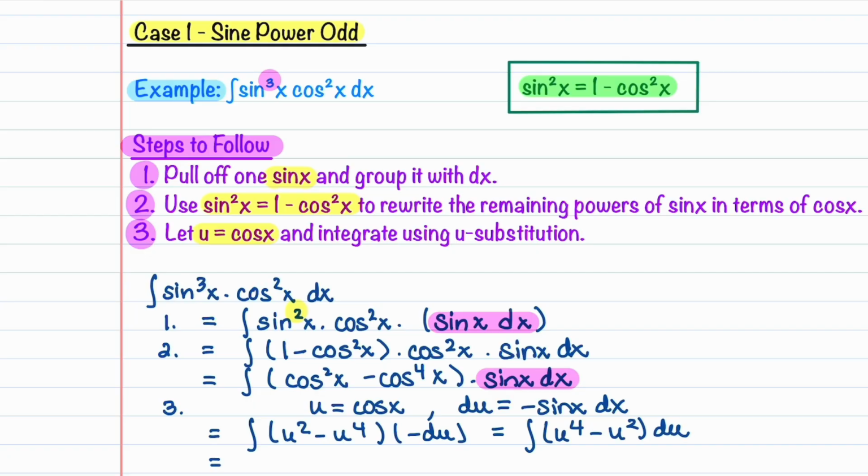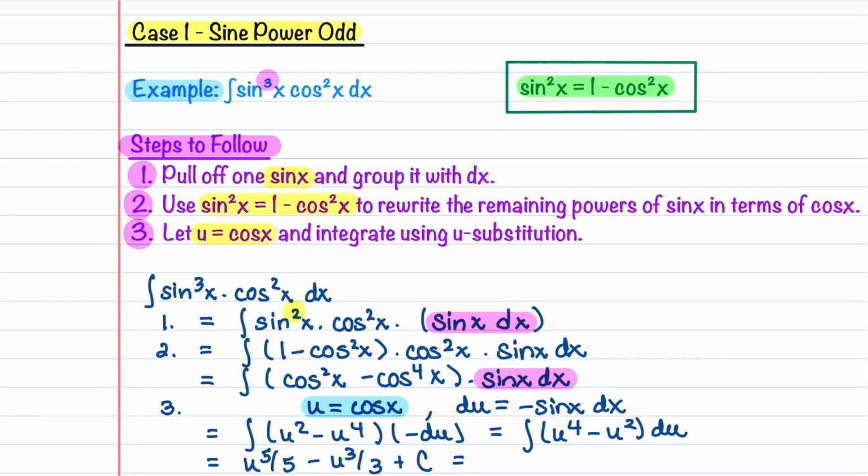Now we just go ahead and integrate. This is u to the 5th over 5 minus u cubed over 3 plus our arbitrary constant. Now all we have to do is plug back in, and u is equal to cosine x. So this gives us 1/5 cosine to the 5th x minus 1/3 cosine cubed x plus c.